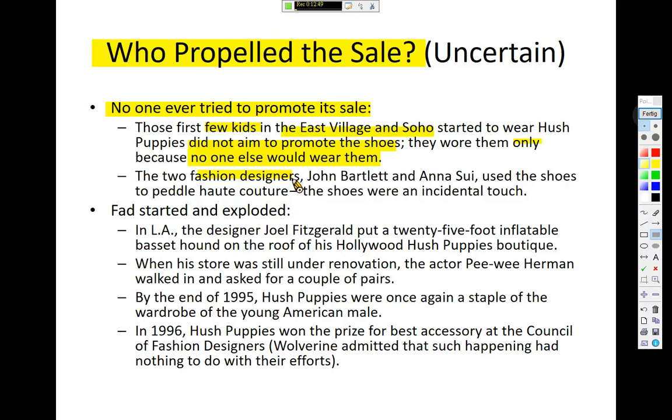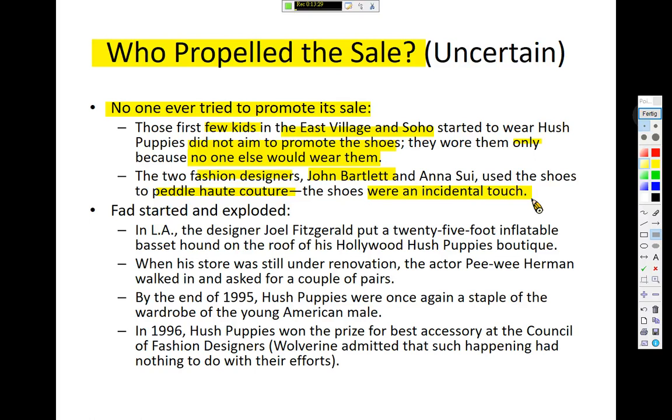And the two fashion designers involved in the evolution of the sale of hush puppies. One is John Bartlett, and the other was Anna Sui. They used the shoes to peddle haute couture. Haute couture is high-end ladies' dress. So look here, they just tried to sell their dresses, but not the shoes. They only used the shoes to walk on the catwalk to show off, right? So the shoes were an incidental touch. Incident means event. Because of the event, they used it, right?